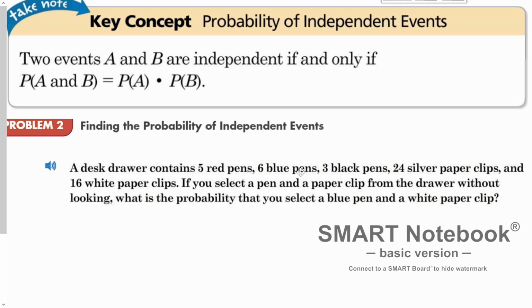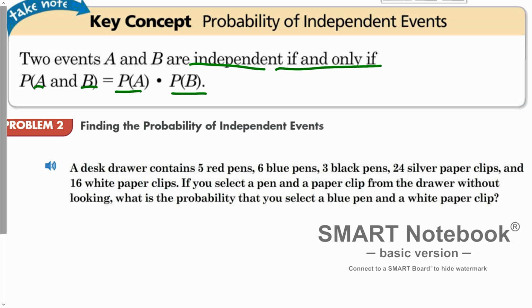Problem number 2, finding the probability of independent events. So here, the definition of an independent event and taking the probability of that: if I have two events, say A and B, the probability of A and B both happening, if and only if they're independent, then I just multiply their two probabilities.